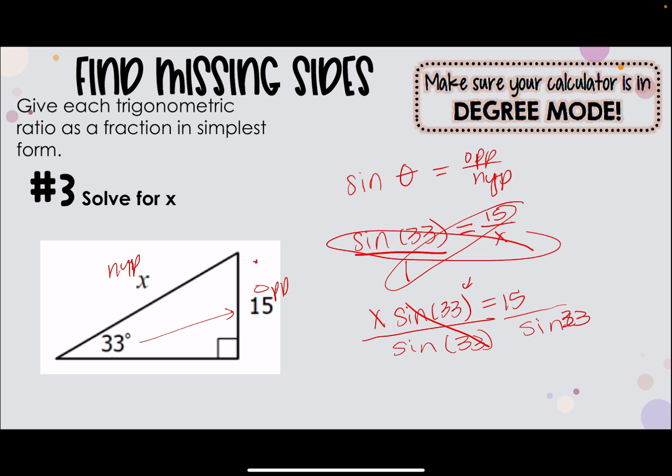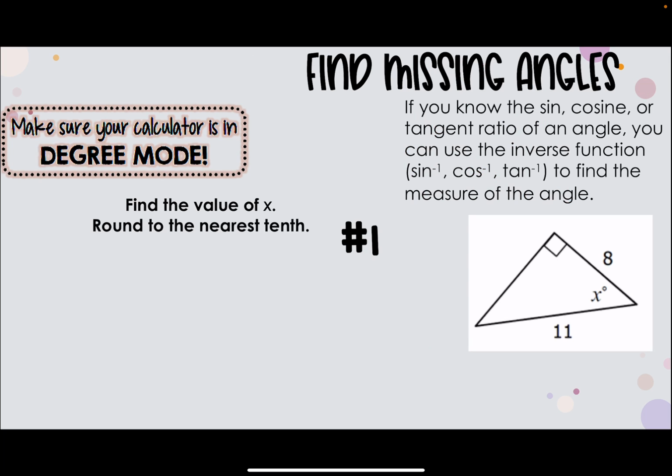All right, so what we are going to do is plug this into our calculator, and we're going to do 15 divided by the sine of 33. And when you type in 15 over sine 33, you get x is approximately 27.5, meaning this hypotenuse is almost 27.5. Now that was for finding missing sides. You can also figure out what the missing angle is if you just have two sides.